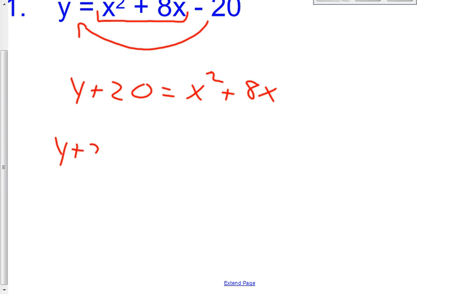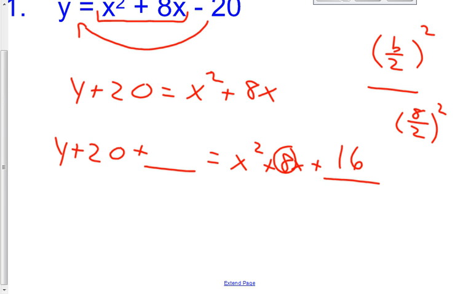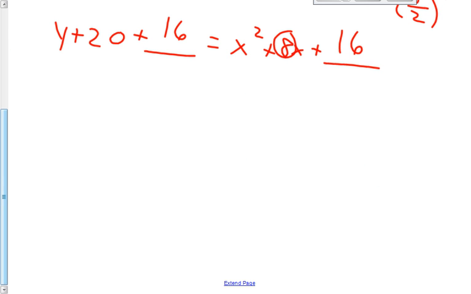So we have y plus 20 plus a blank equals x squared plus 8x plus a blank. In that blank, remember the blank is b divided by 2 squared. So here's our b term. So it's 8 divided by 2 squared. 8 divided by 2 is 4, and 4 squared is 16. So 16 is added to the right, and so 16 has to be added to the left. So on the left side now, combining like terms, 20 and 16 makes 36. So now we have y plus 36.